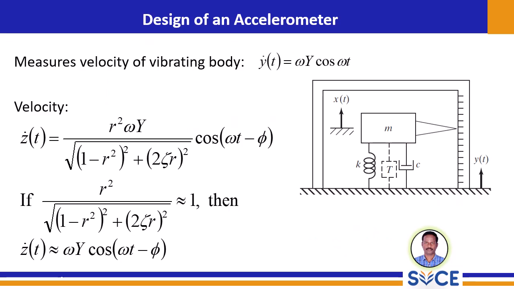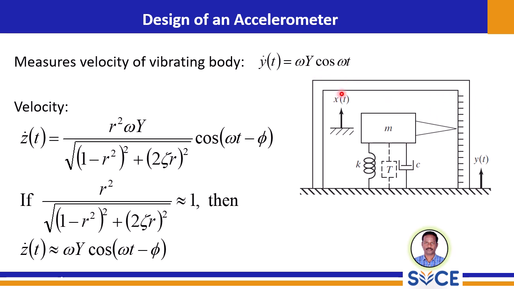We are going to explore how a seemingly simple mechanical system, a mass suspended by a spring and a damper, can be ingeniously used to measure the velocity of a vibrating body. Imagine this box representing the casing of your transducer, which is attached to the vibrating body, whose motion we want to analyze. The vibrating body has a displacement y of t and its velocity, which we aim to measure, is given as velocity y dot of t equal to omega y cos omega t.